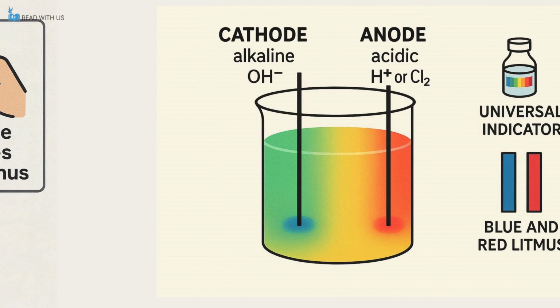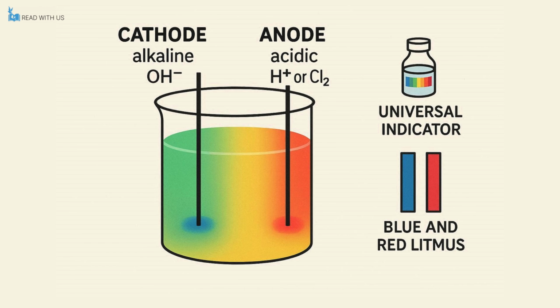The pH near the cathode becomes alkaline as hydroxide ions are formed, and the pH near the anode becomes acidic as hydrogen ions or chlorine form, and this can be shown by universal indicator or blue and red litmus.